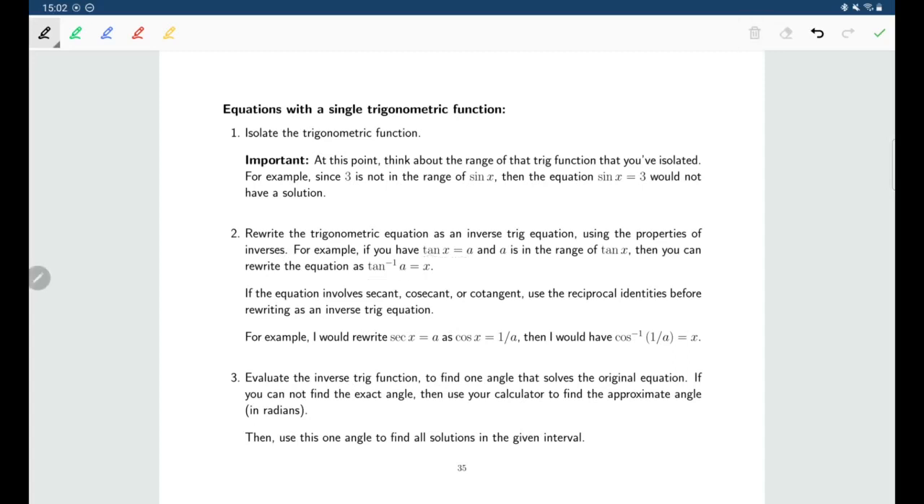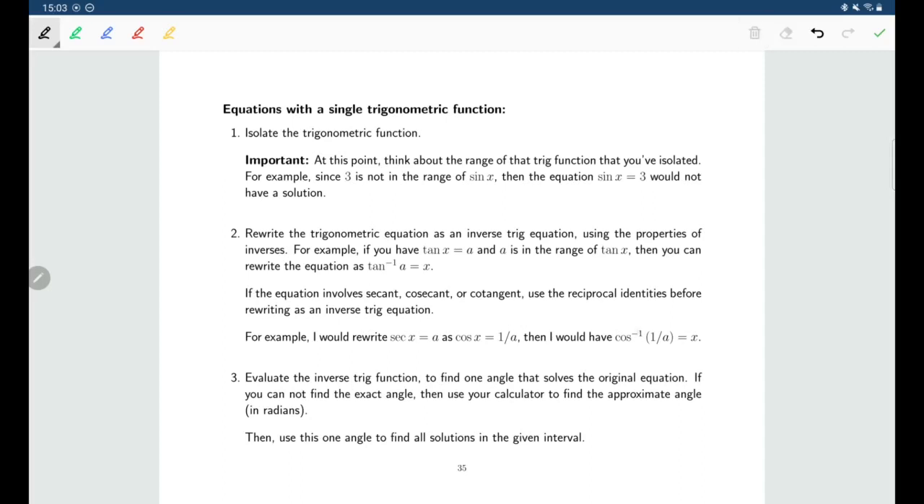If you happen to have a secant, cosecant, or cotangent function, then you'll probably want to use your reciprocal identities first. So, for example, if you had secant of x equal to a number, I would first rewrite that as cosine of x is the reciprocal of that number, and then I'd be able to say, okay, cosine inverse of the reciprocal of that number equals x.